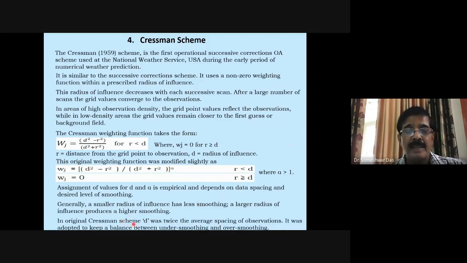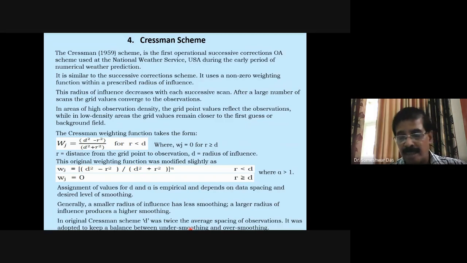In the original Cressman scheme, d, the radius of scan, was twice the average spacing of observations. It was adopted to keep a balance between under-smoothing and over-smoothing. So that is the Cressman scheme in a nutshell.